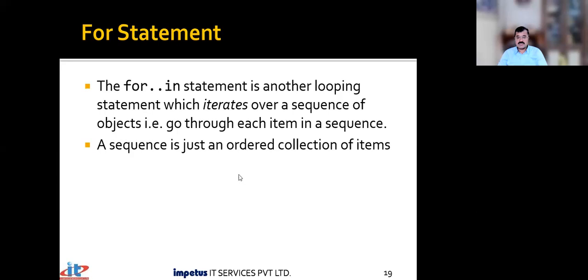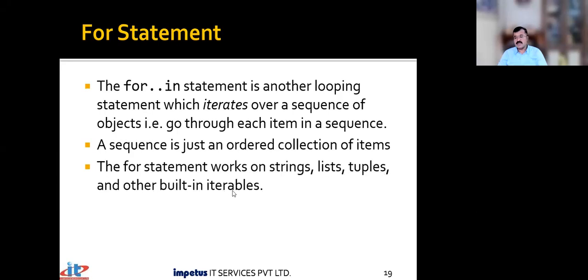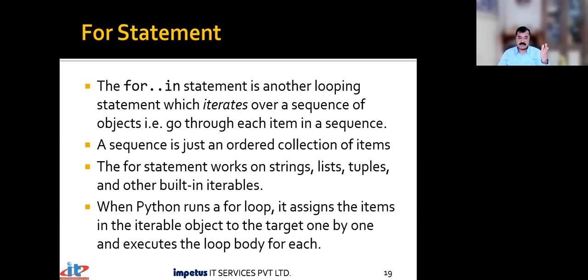The for statement works on strings, lists, tuples, and all built-in iterables. So anything which is iterable, wherein I can visit from one element to another. So we can use the for loop with anything which is iterable, something over which we can cycle. When Python runs a for loop, it assigns the items in the iterable object to the target one by one, and executes the loop body for each.